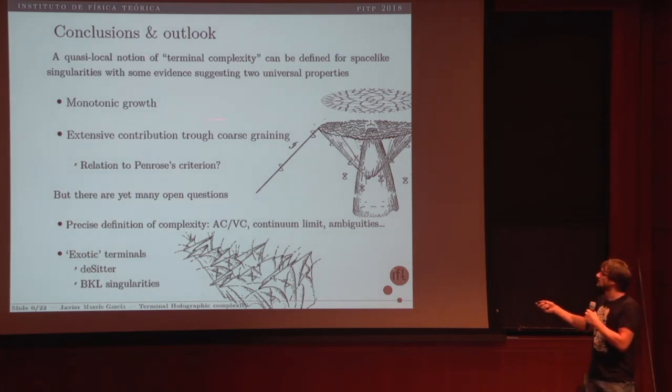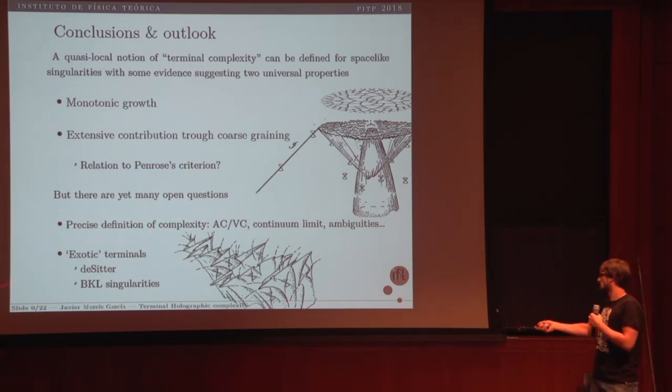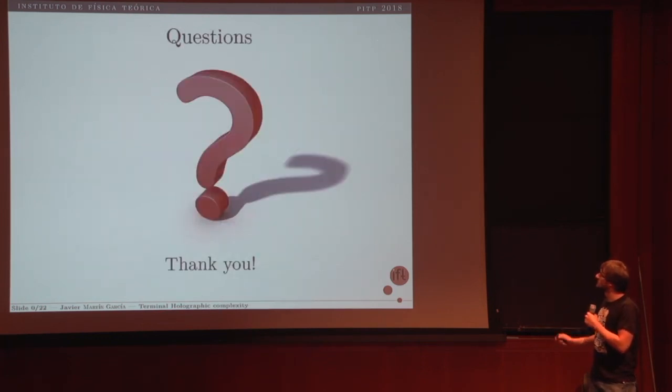We just had this definition of this quasi-local notion of complexity that we postulated has some universal features, that it might be related to the Penrose criterion. And of course, there are many open questions, such as the very definition of complexity in the continuum limit. Also, we studied some more exotic spacetimes, some BKL singularities, and so on. But I'll just leave it there, and thank you.